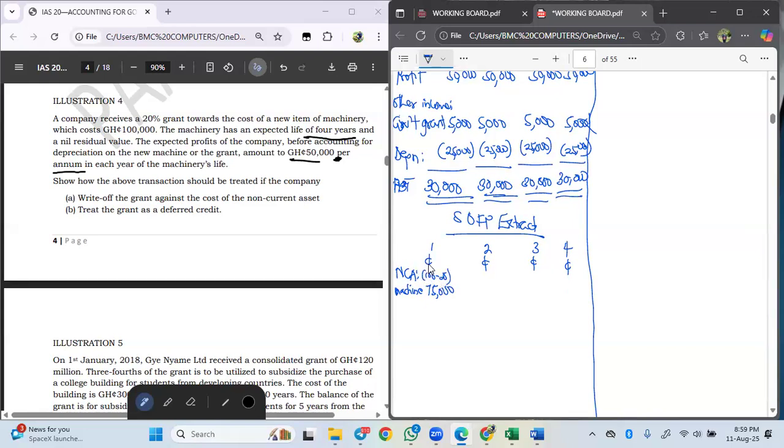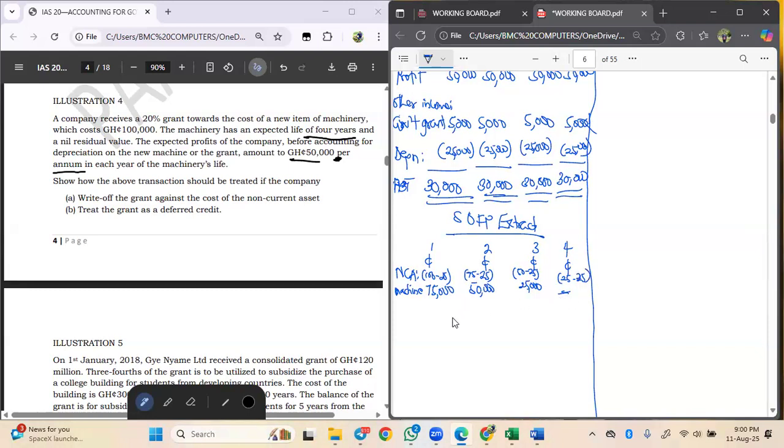So here too, 50,000. That is the 75,000 minus the 25 each year. Year three will be 25,000, so that one is 50,000 minus 25 depreciation. Year four it will be a dash, because that one is 25,000 minus the depreciation charge of 25,000.